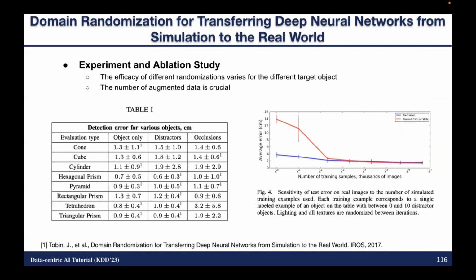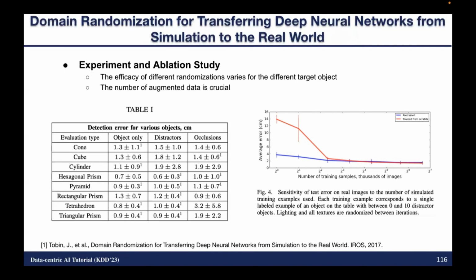And from the experiments and the ablation study, we have several key findings and observations. The first one is that we find the efficiency of different randomizations varies for different target objects, which means when you want to train a general model that can have high performance across different image tasks, you need to have the combination of these 7 different kinds of randomization methods.